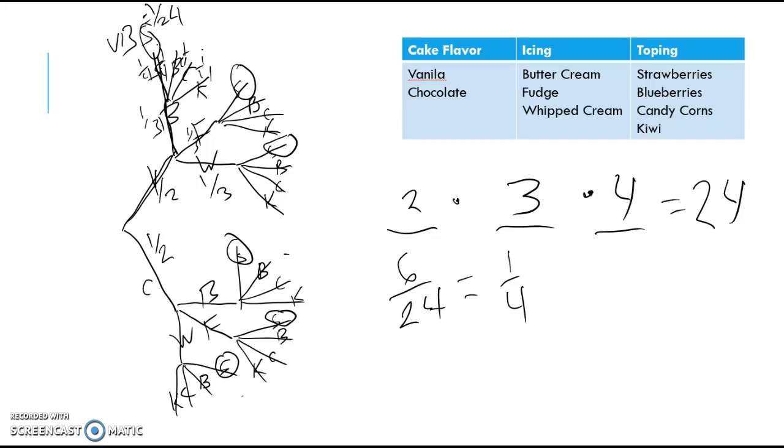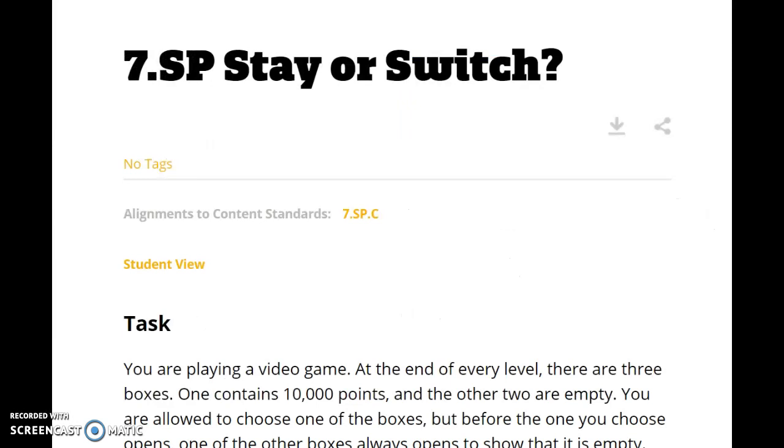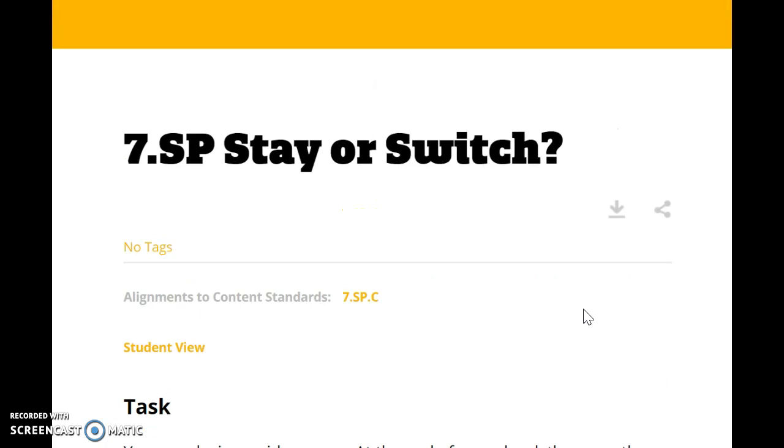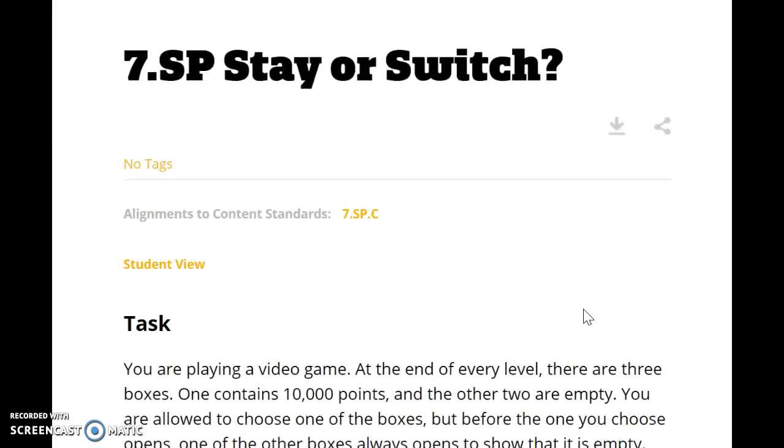The last thing is you can't talk about a probability class without mentioning the Monty Hall problem. Let's take a quick look there. A very engaging activity or task to work through is the stay or switch game. It's a game that can be played and that has some pretty interesting probability to look into.